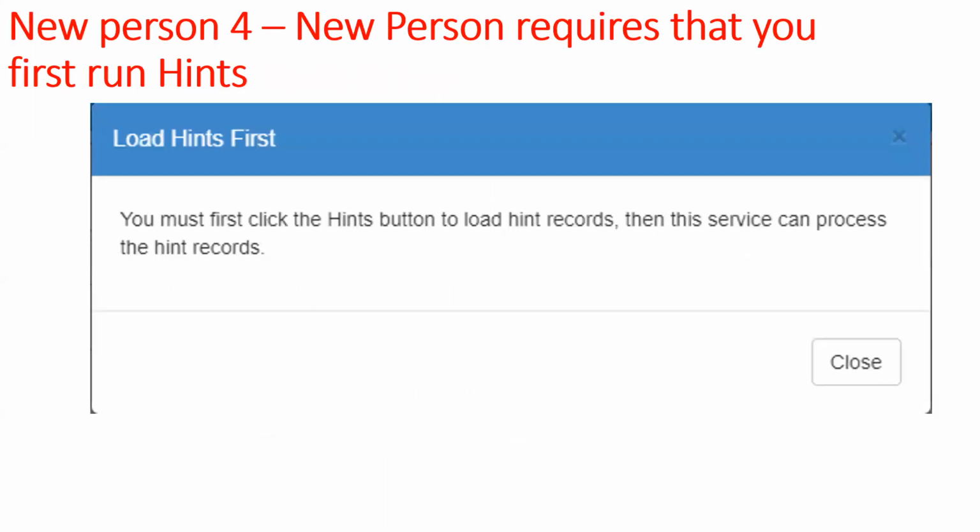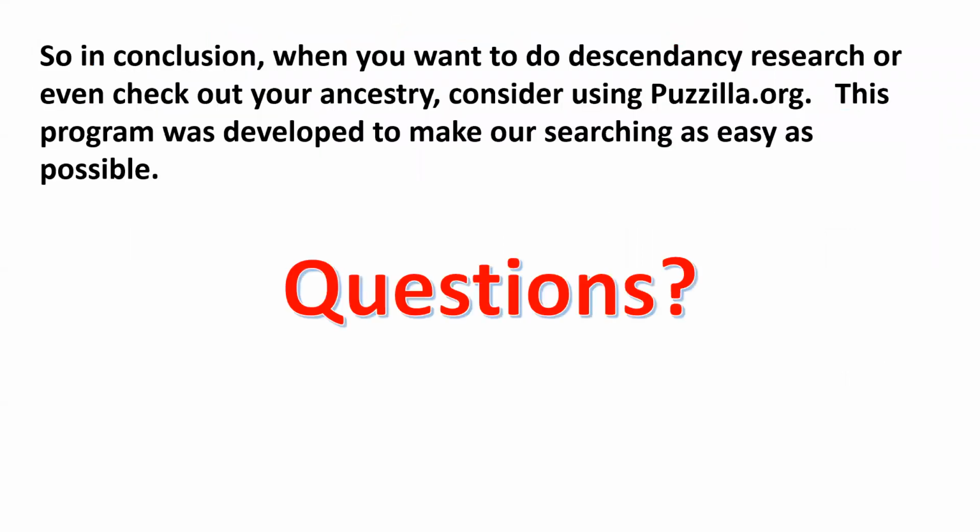Okay. Now, when you do use this new person thing and you run it the first time, it's going to tell you, you first click on the hints button and have the hints load, and then you click on the new person button. Okay. So now this is the part of the presentation where we talked about all the parts of the program.